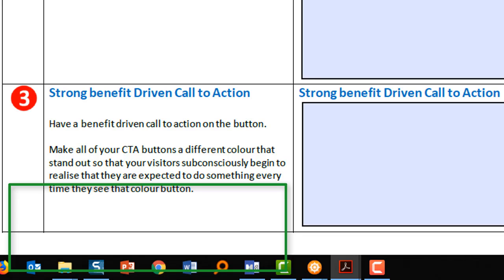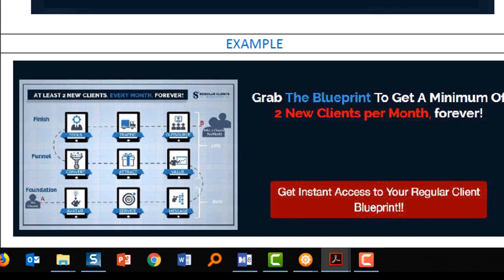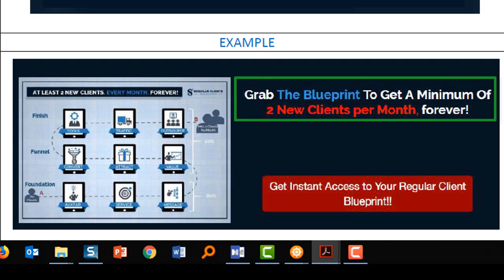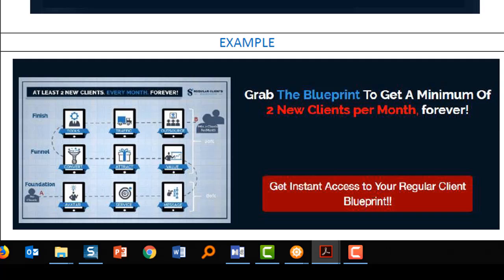We'll of course have our CTA, our call to action button, in our color that we've chosen. In my case it's red, and we again tell them exactly what it is that we want them to do. So if we just have a quick look over here, you'll see mine. I've got an image over there of what it is that they're going to get. Then I've got a headline there, grab the blueprint to get a minimum of 2 new clients per month forever. Now, what I haven't done, which I could have done in this case, is I didn't actually write any benefit copy there. So the benefit is kind of combined in my headline. Okay, so it's get the blueprint to get a minimum of 2 new clients per month forever.